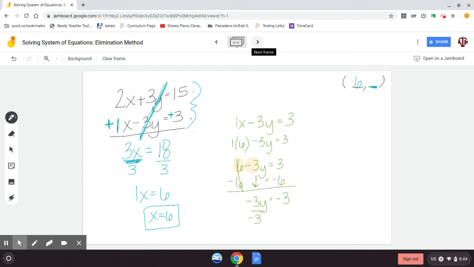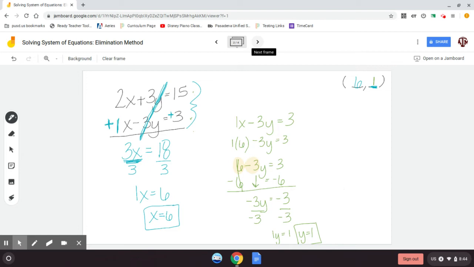Okay, so if I divide by negative 3 on one side, I have to divide by it on the other. Negative 3 divided by negative 3 is 1, and negative 3 divided by negative 3 is 1. And we know that 1y is the same as just y. So y equals 1. So for these two equations, I'm going to highlight them.